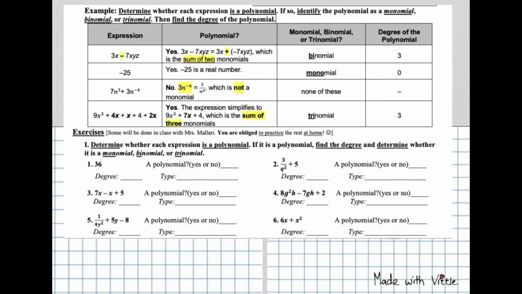Now let's determine whether each expression in the table is a polynomial. If so, identify the polynomial as a monomial, binomial, or trinomial. Then find the degree of the polynomial. The first one is 3x minus 7xyz. Is it a polynomial? Yes, because it is the sum of two monomials.